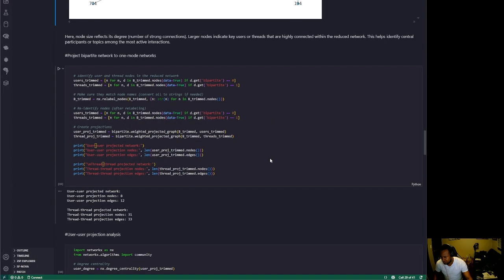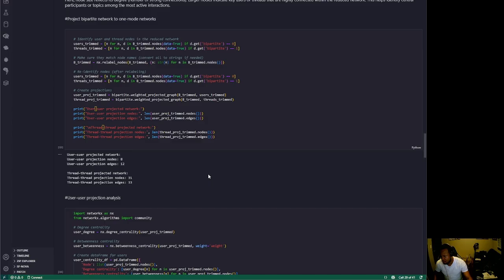So for this part, what we do in this code is that we build the bipartite forum graph. We separate the two node sets using the bipartite tag and also build projected graphs. A user-to-user graph, where two users are linked if they post in at least the same thread, and a thread graph, where two threads are linked if they share at least the same user.